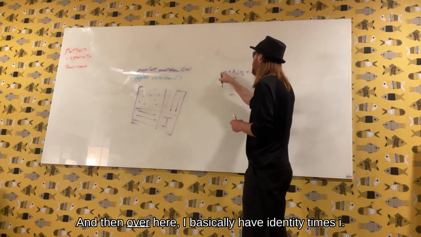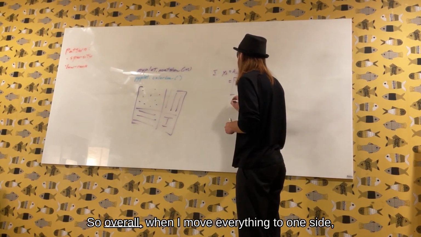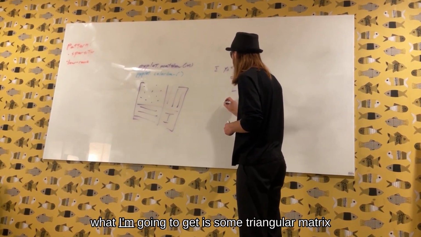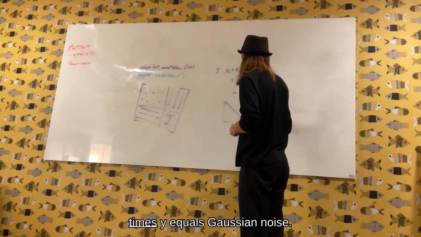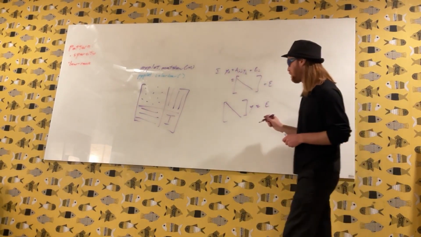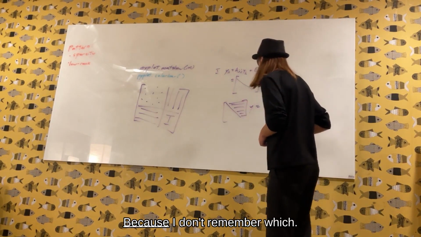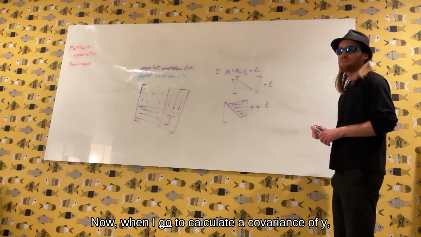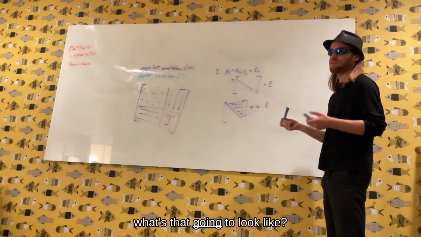All right, and then over here, I basically have identity times I. So overall, when I move everything to one side, what I'm going to get is some triangular matrix times y equals Gaussian noise. Let's pretend this is upper triangular, I don't remember which. Now, when I go to calculate the covariance of y, what's that going to look like?